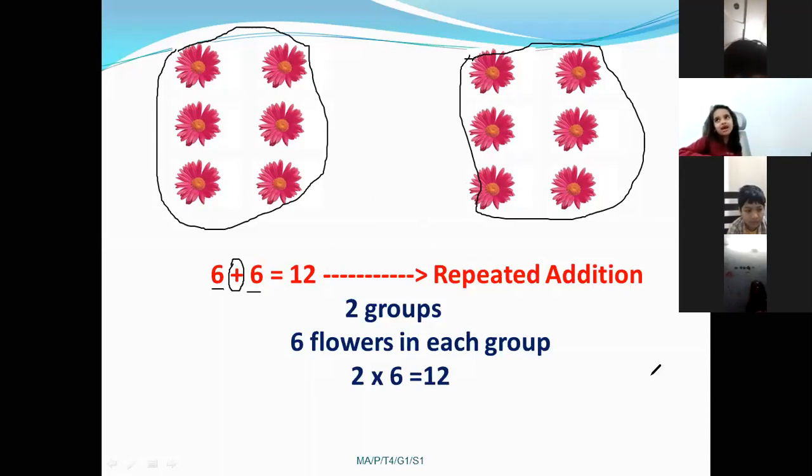Now we have to count the total number of flowers. Veda, unmute yourself and count and tell how many flowers are there. Total how many flowers are there?